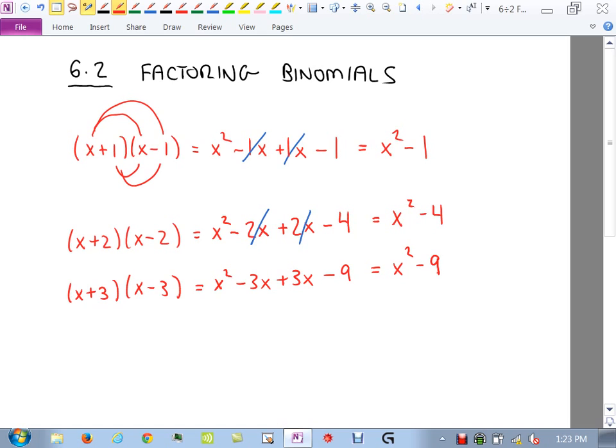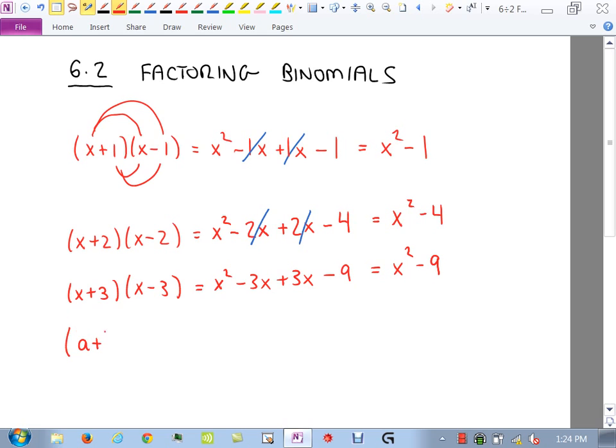Do y'all see this pattern? If I have something plus something times that same thing minus that something, it appears what happens is that all you get is whatever was here squared, and then whatever number this was squared over there, and minus between them. Yay or nay?